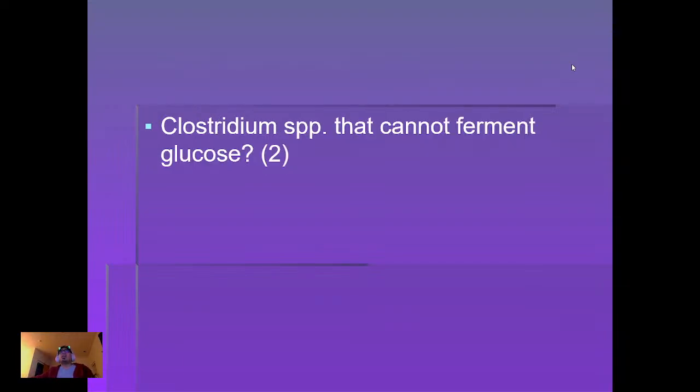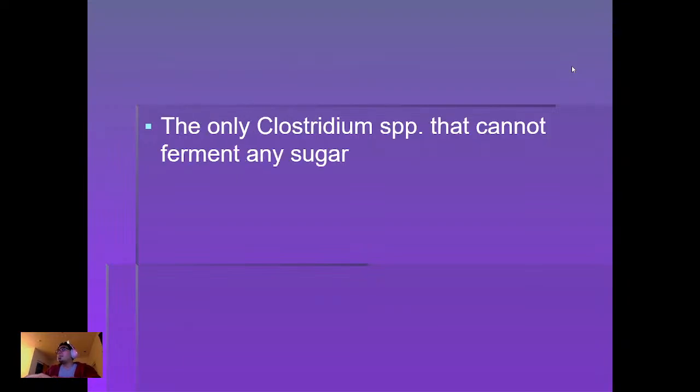The Clostridium species that cannot ferment glucose are Clostridium tetani and Clostridium histolyticum. Not histolytica, histolyticum. The only Clostridium species that cannot ferment any sugar is Clostridium tetani. So most of them are sugar fermenters. Next.